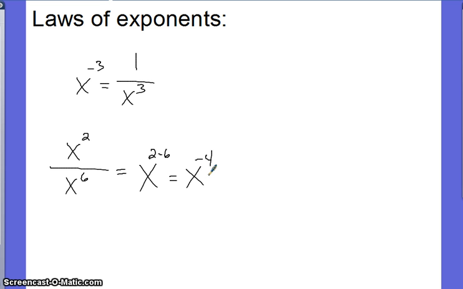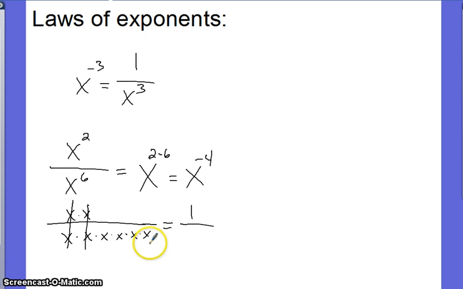Now let's draw this out. So x squared is x times x. x to the 6th is x times x times x times x times x times x. Now again, when we cancel things, we can cancel 1 for 1. So that cancels to 1. This cancels to 1. Now what do I have left on top? Everything's canceled to 1, so I'm left with 1 on top. And then x times x times x times x is x to the 4th. So we've just shown that x to the negative 4th is equal to 1 over x to the 4th.